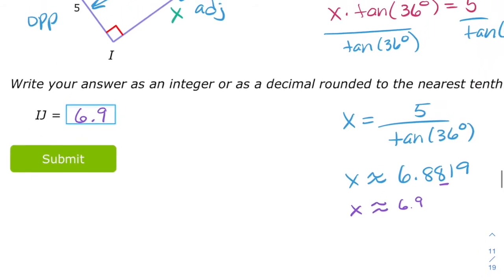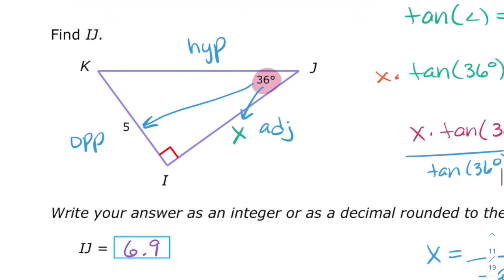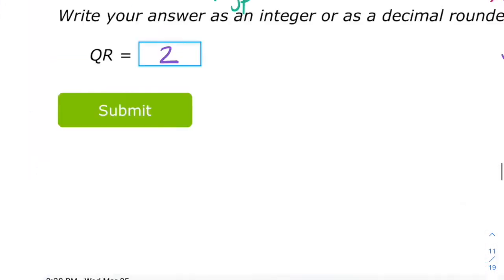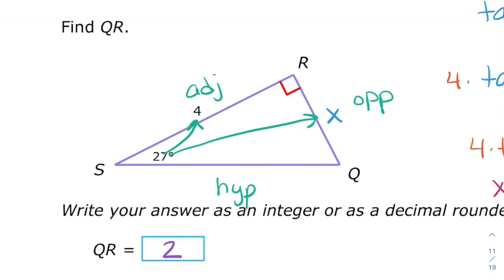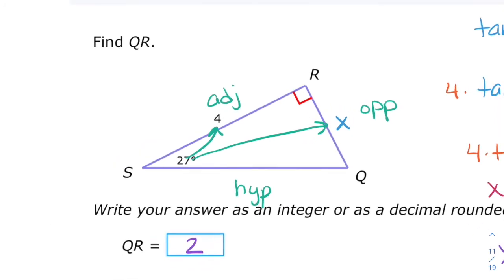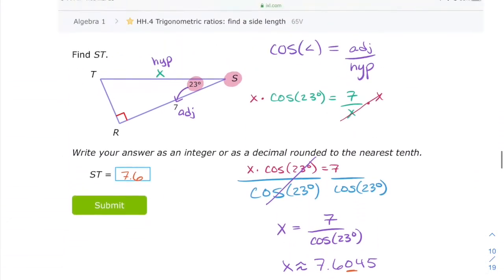6.9. Now take a look. So far, all my answers are reasonable. 6.9 compared to 5. That's pretty good, right? 5 and 6.9 are similar. 4 and 2 are reasonable when we're talking about the smallest angle being across from the smallest side. So 27 degrees is my smallest angle. It's across from 2, my smallest side.